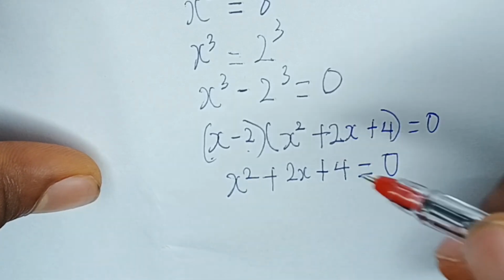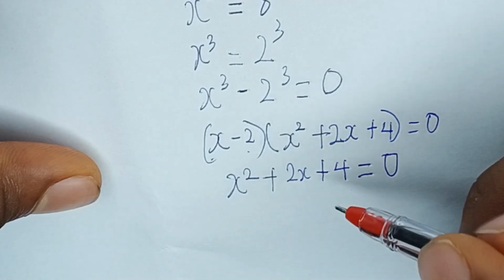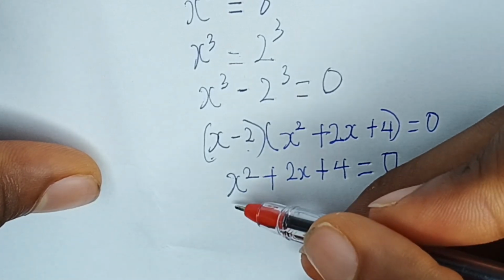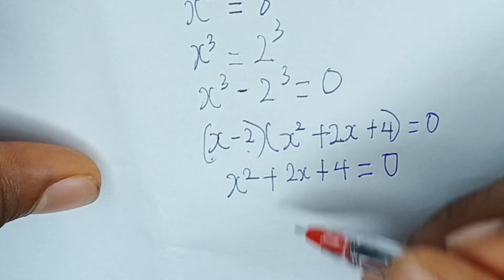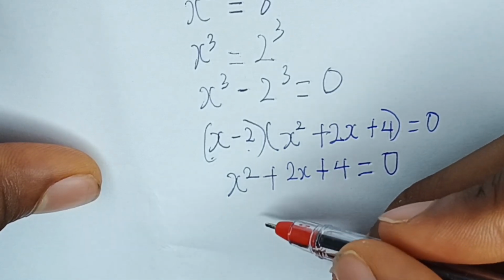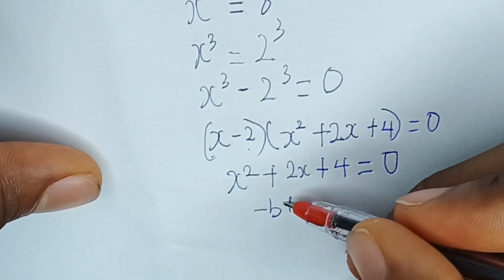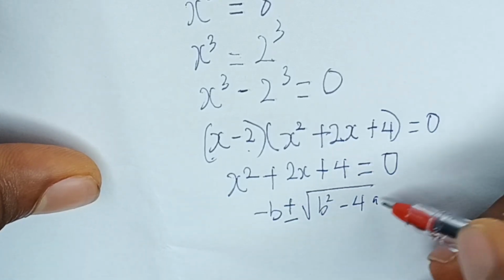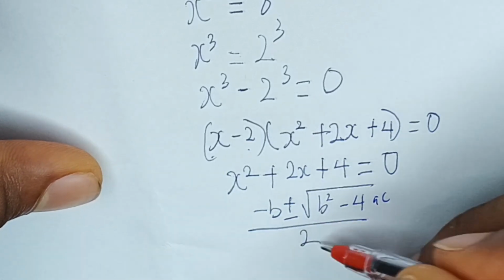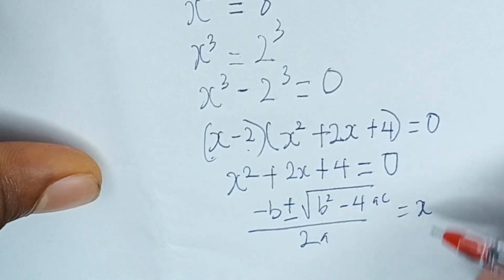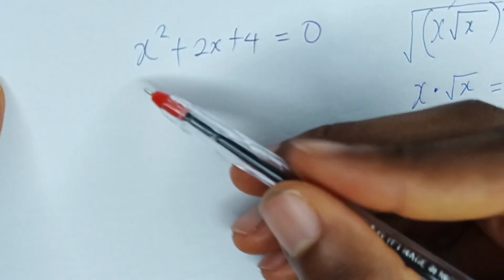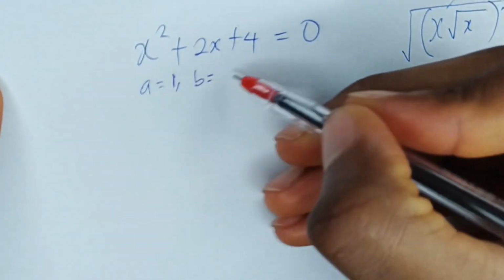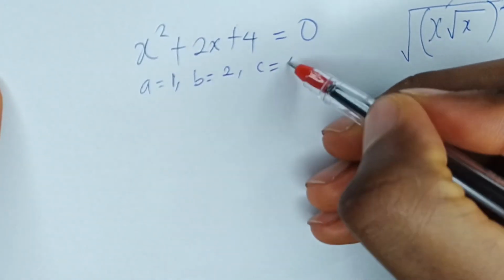Now from this point you can see that you can use the quadratic equation to simplify this equation further. So you can use the quadratic formula, which states that minus b plus or minus square root of b squared minus 4ac all over 2a is equal to x. Applying the quadratic formula in this equation, we have that a is equal to 1, b is equal to 2, c is equal to 4.